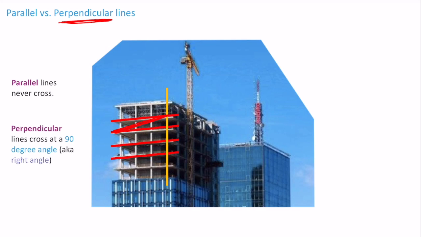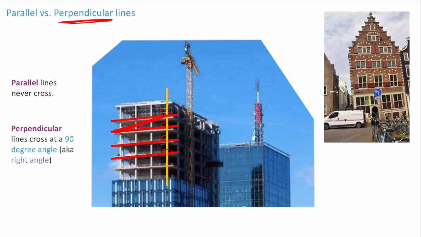So perpendicular lines cross at a 90-degree angle. We also call that a right angle. So this right here is a 90-degree or right angle. And that's how we test that a wall is perpendicular, or going straight up and down compared to the floor. We measure the angle, and we'll see that in a second in a little more detail.